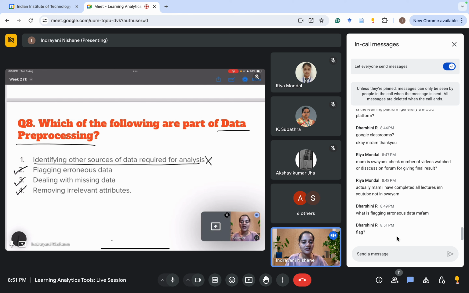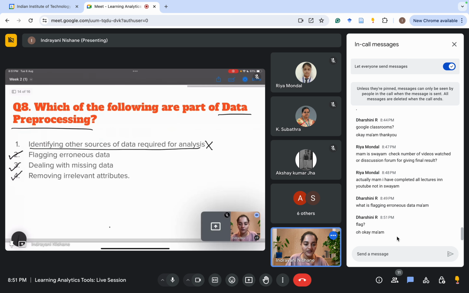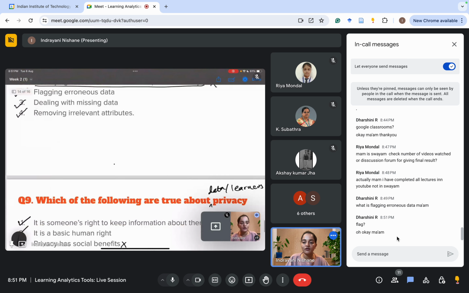This flagging is just identifying, that's it. So we need to identify and we need to correct it also. So dealing with that data is also part of data pre-processing. So dealing with missing data and removing the irrelevant attributes, which will unnecessarily make the data capture complicated and will not give us any useful data, we can remove those attributes or those data points from our data. That is also part of pre-processing.